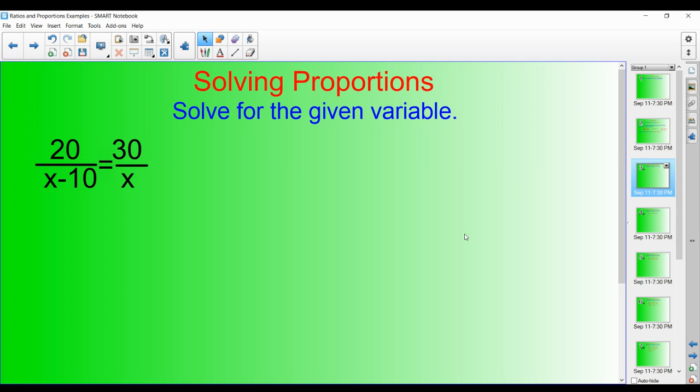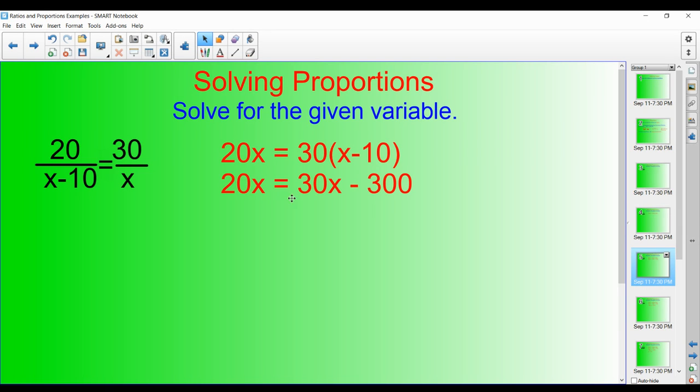Now we can look at a more complicated proportion problem where there's x twice in the problem, but we're going to still use the same process where we multiply diagonally across. And we need to remember that if we're multiplying into a binomial, into two terms, we need to distribute. So 30 times x and 30 times negative 10. So we do this and get 20x equals 30x minus 300.